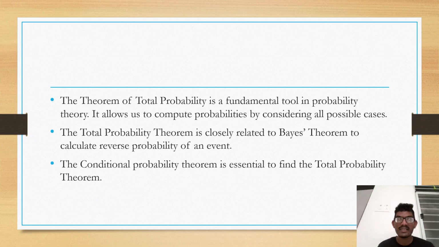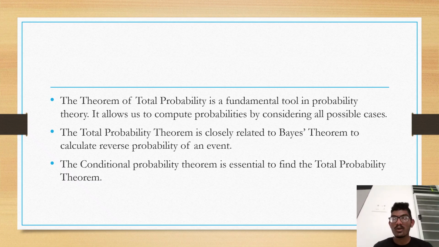The total probability theorem is a fundamental tool in probability theory. It allows us to compute probabilities by considering all possible cases. In this theorem we use all the events P of B1, P of B2, and so on, which make up the total sample space. The total probability theorem is closely related to Bayes theorem, which calculates the reverse probability of an event.